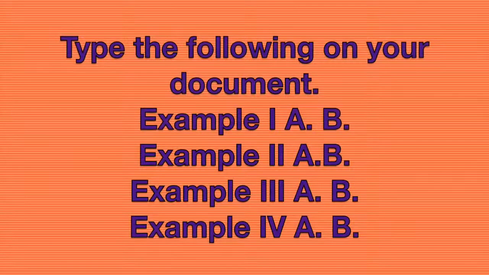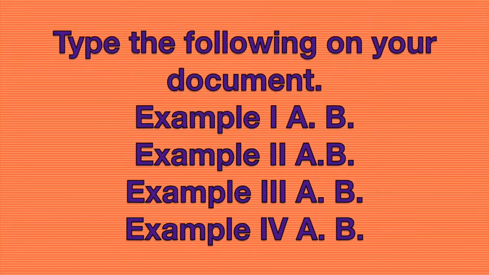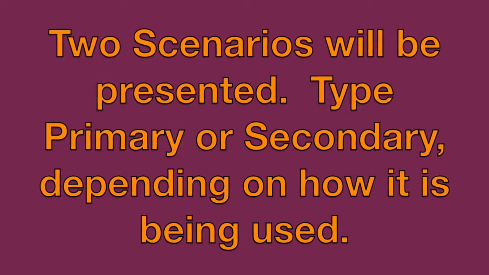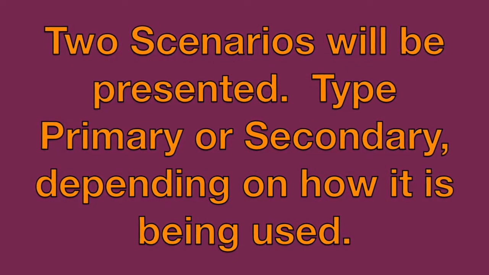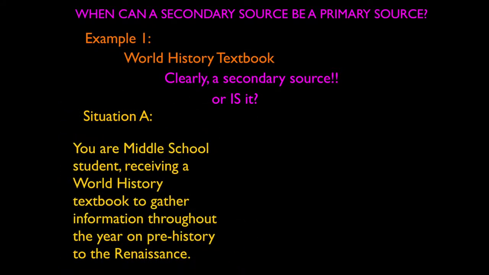Type example 1, 2, 3, and 4 with an A and B beside it on your document. You will hear two scenarios, type primary or secondary, depending on how it is being used. You are a middle school student receiving a world history textbook to gather information throughout the year on prehistory to the Renaissance. Is it primary or secondary? Type the answer on your document.